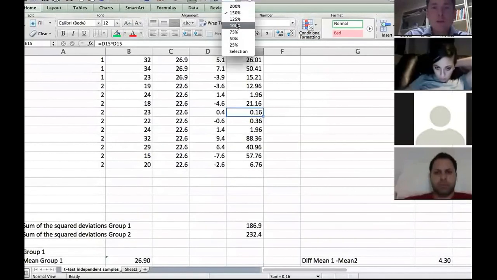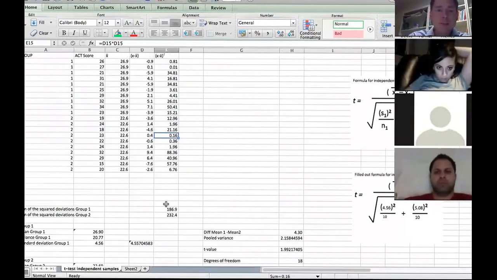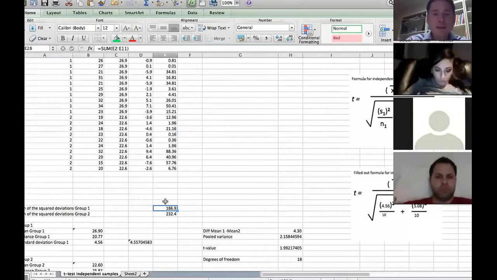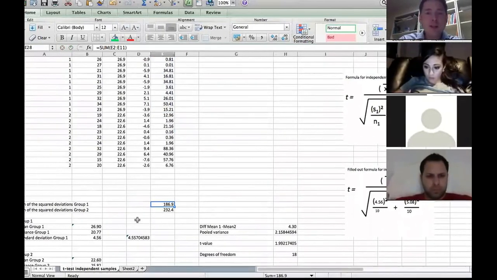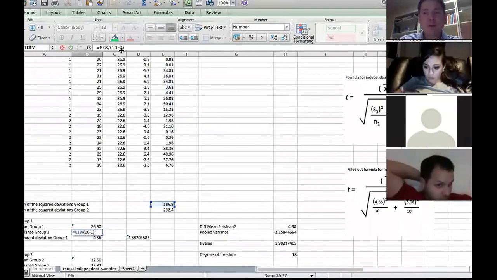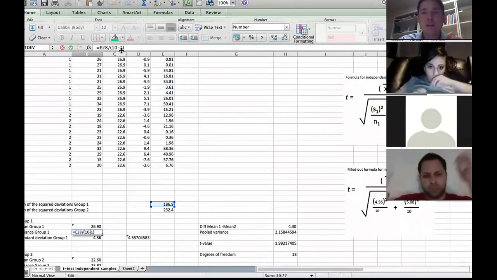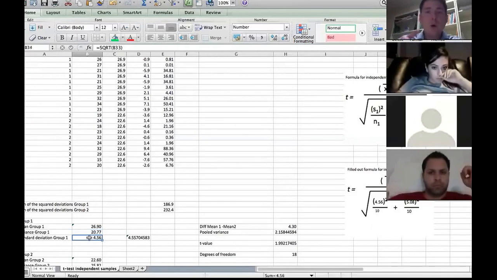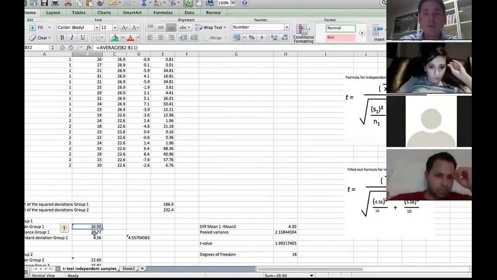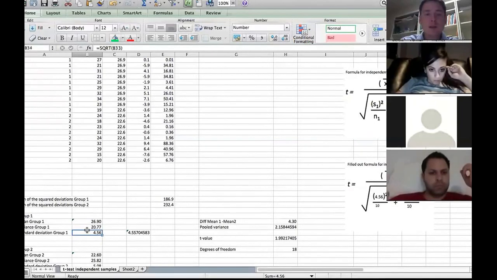So I'm going to zoom out just a little bit. All right, so here's the same concept. We add up the sum of the squared differences of group 1, and we take the sum of the squared group differences. And now here we go, n minus 1, right? Because we're calculating the variance, we're calculating the standard deviation. That's why we do it. And then the square root of the variance gives us the standard deviation, or conversely, the standard deviation squared gives us the variance. All right, so now if you did that, you would have the standard deviation for group 1.